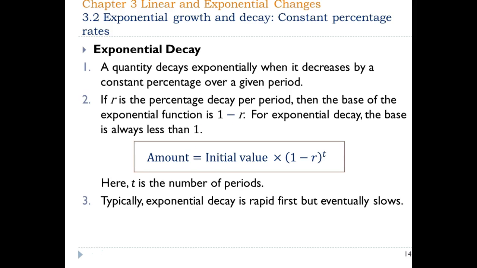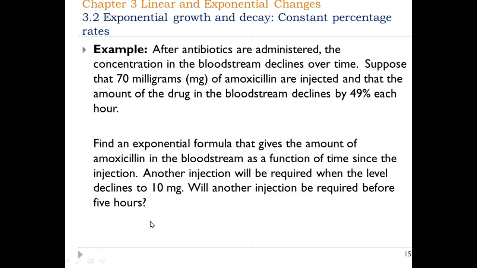Exponential decay. A quantity decays exponentially when it decreases by a constant percentage over a given period. If r is a percentage decay per period, then the base of the exponential function is 1 minus r. For exponential decay, the base is always less than 1. Amount is initial value times 1 minus r to the power of t. Here t is the number of periods. Typically, exponential decay is rapid at first, but eventually slows.